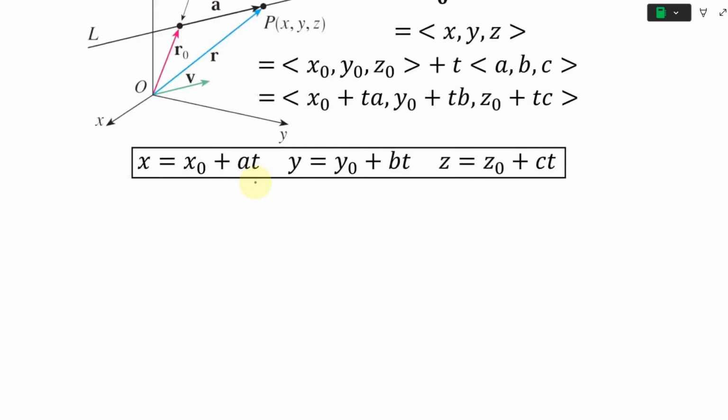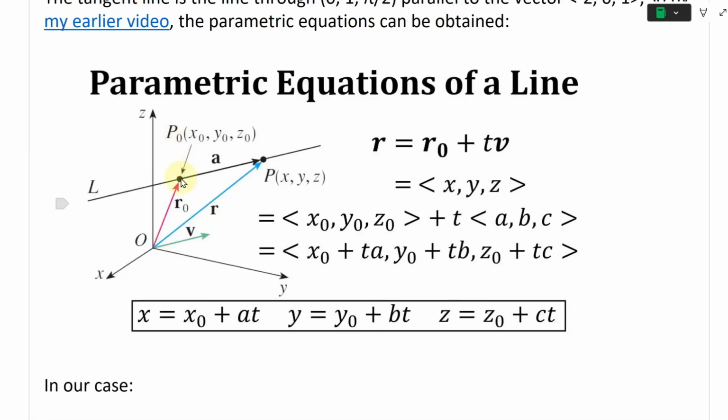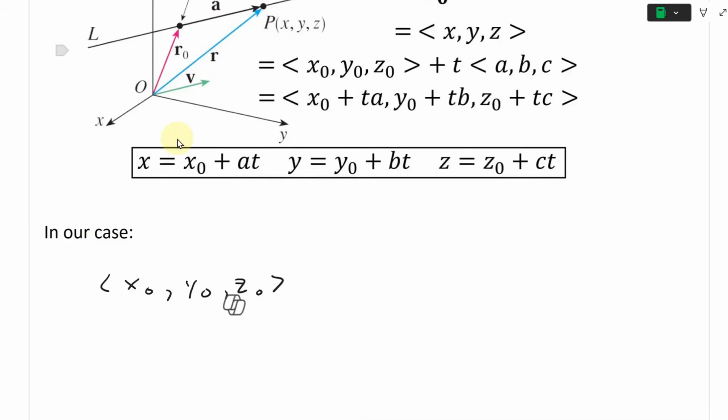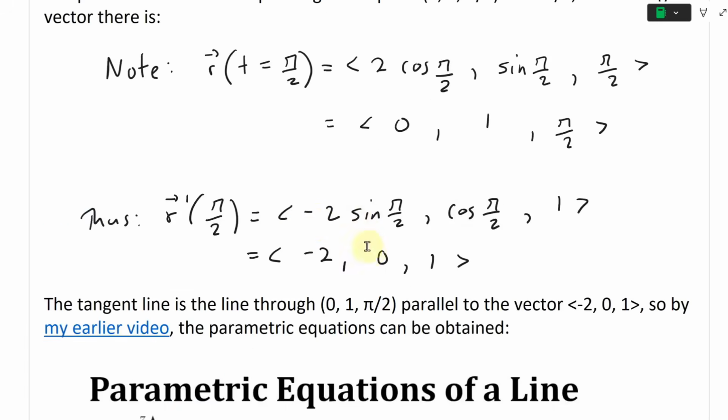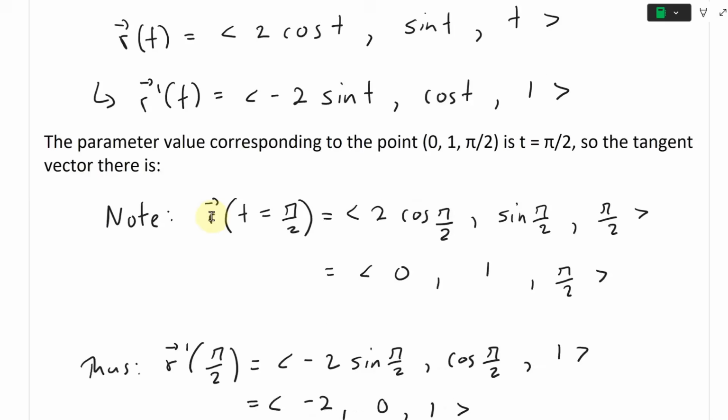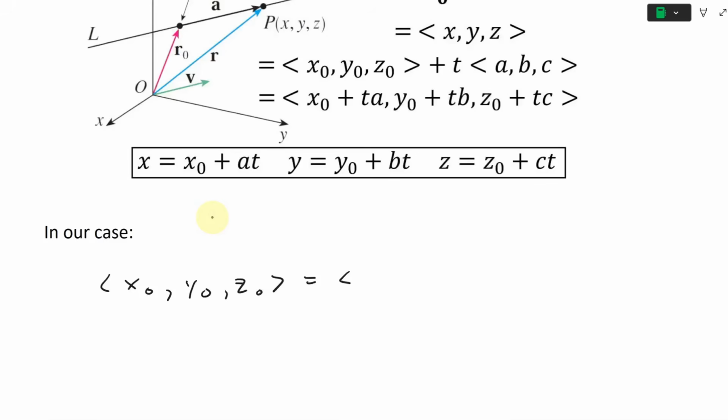So in our case, let me actually write it down. What we have is the x naught, y naught, z naught, so the starting point right here, the p naught. Our starting point is just going to be this point, 0, 1, pi over 2. So this equals 0, 1, pi over 2.